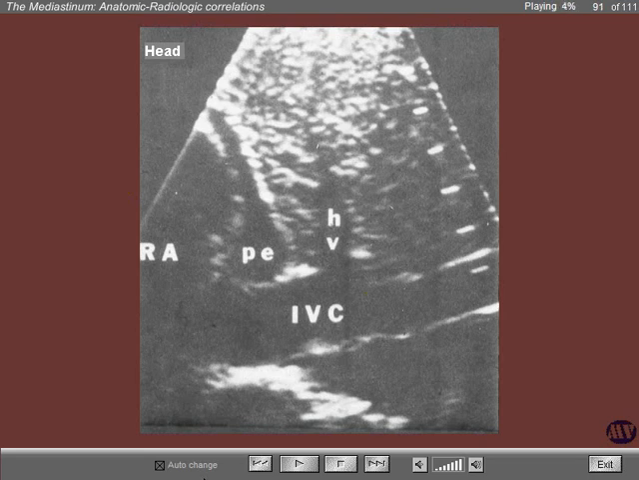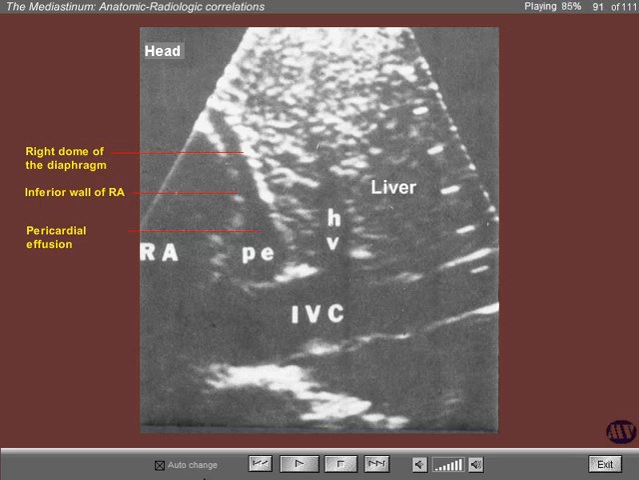In this sagittal echocardiogram, we note a triangular anechoic space between the inferior wall of the right atrium and the echoes of the right diaphragmatic dome. PE indicates pericardial effusion. So this anechoic space is characteristic of a pericardial effusion. It may not be detectable if it appears to be loculated to the posterior aspect of the heart. HV represents hepatic veins, and the echoes below, that is to the right of the diaphragm, are the echoes of a normal liver.